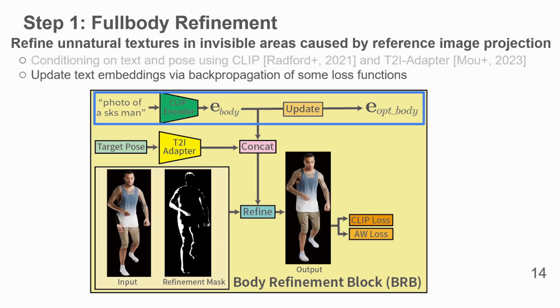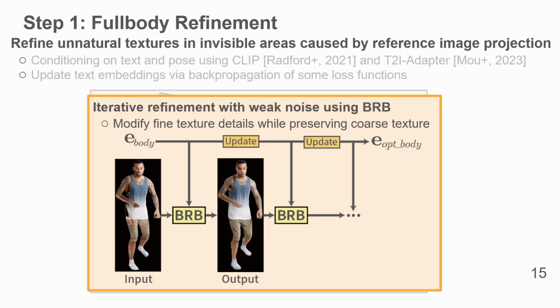Furthermore, to improve the output quality, we update the text embedding via backpropagation of the clip and adaptive wing losses, which evaluate appearance and pose. Then, we perform iterative refinement with weak noise using the body refinement block. This modifies fine texture details sufficiently while preserving coarse textures.